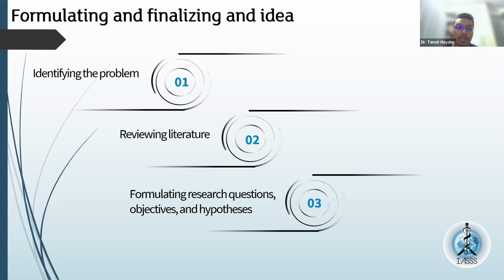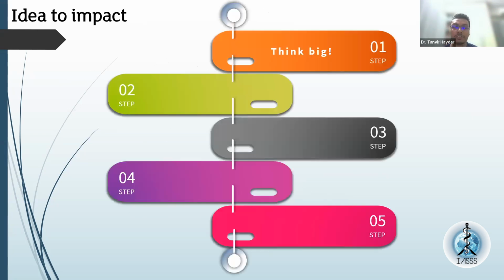In today's session, I'm going to talk about the identification of the problem and formulation of research questions and hypotheses, because if I'm not wrong, in the following sessions, you will have a session on literature review and a session on objectives and study methods and designs. So as not to talk about the same thing multiple times, I'm going to limit myself to those three things. First of all, how do you identify a problem? First step is thinking big.